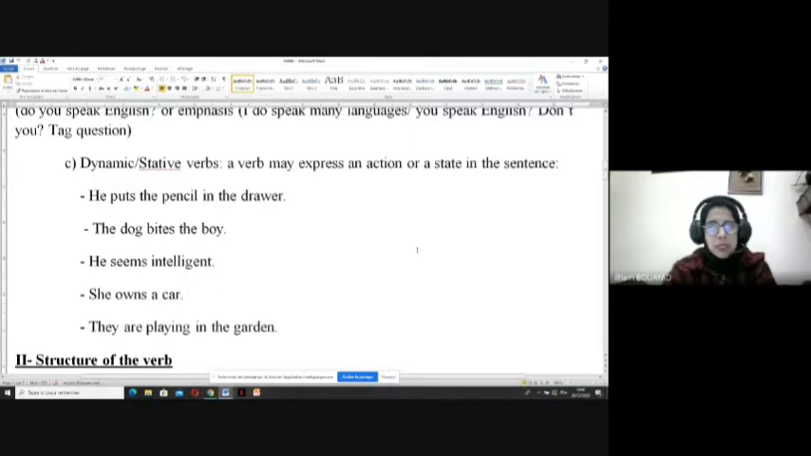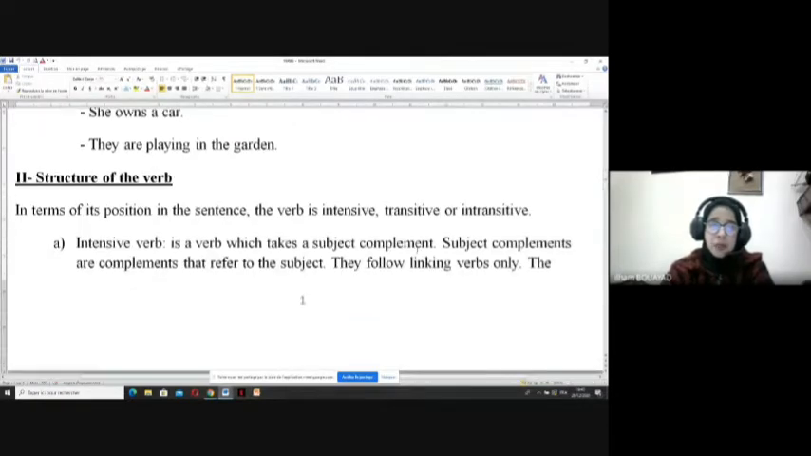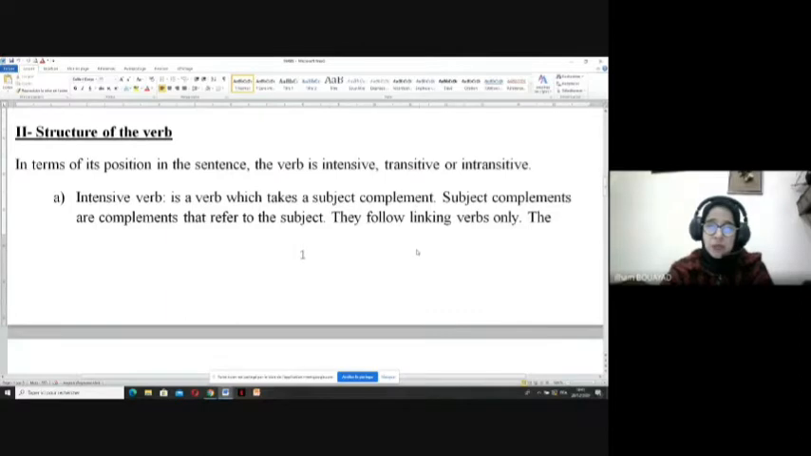Generally speaking, stative verbs are verbs of perception or verbs of senses, like taste, hear, smell, etc., verbs of see, and also mental verbs like think, understand, and so on are considered stative verbs. Okay.